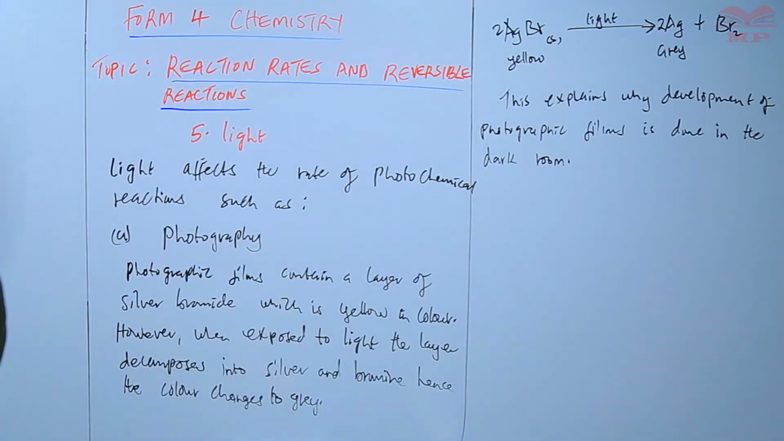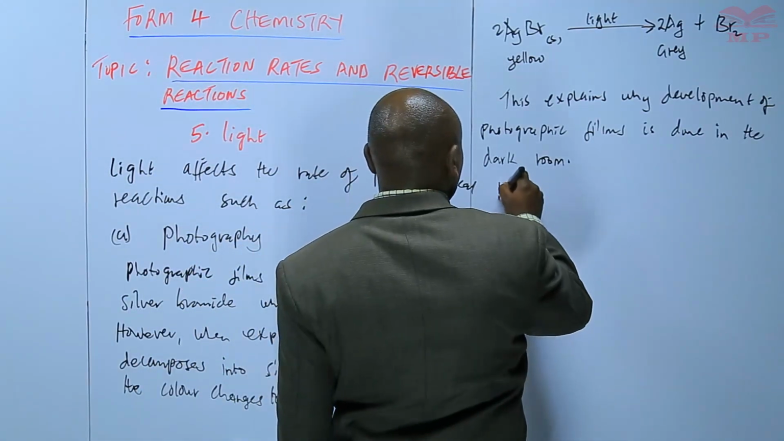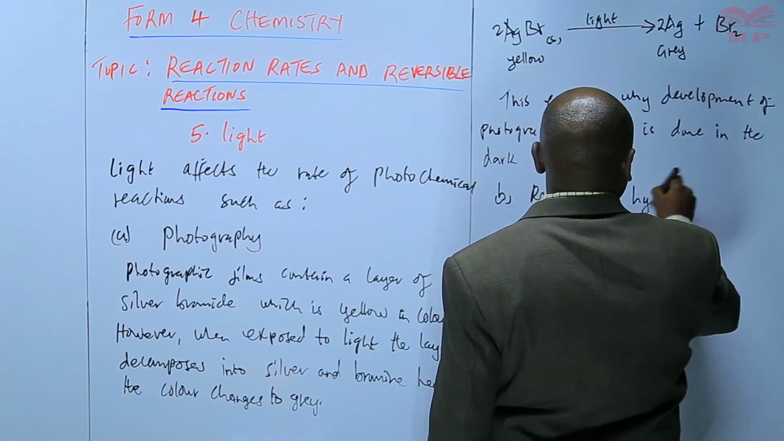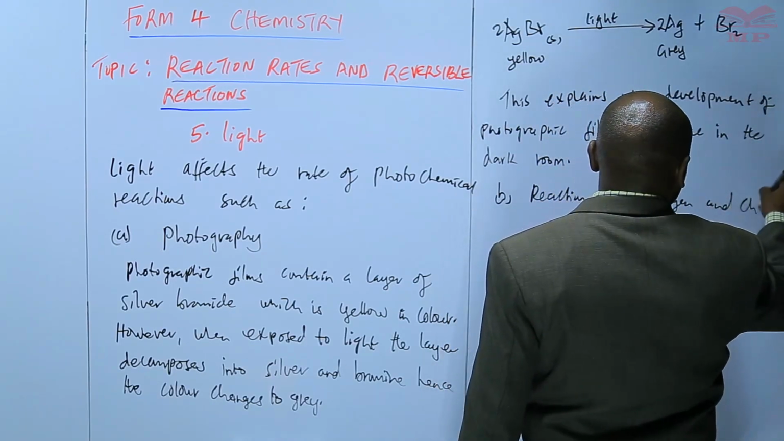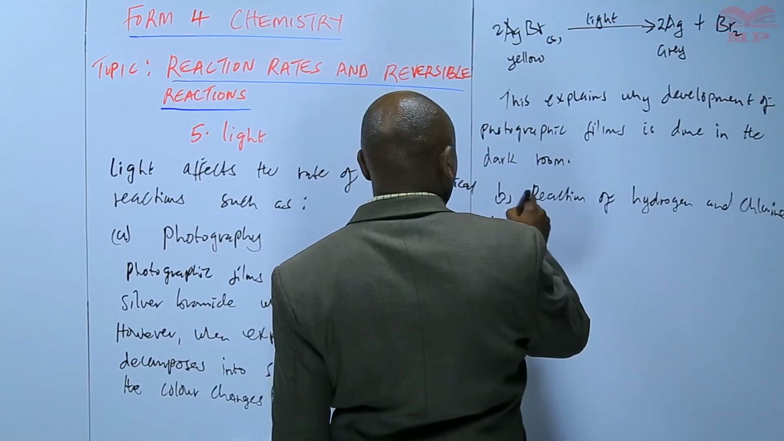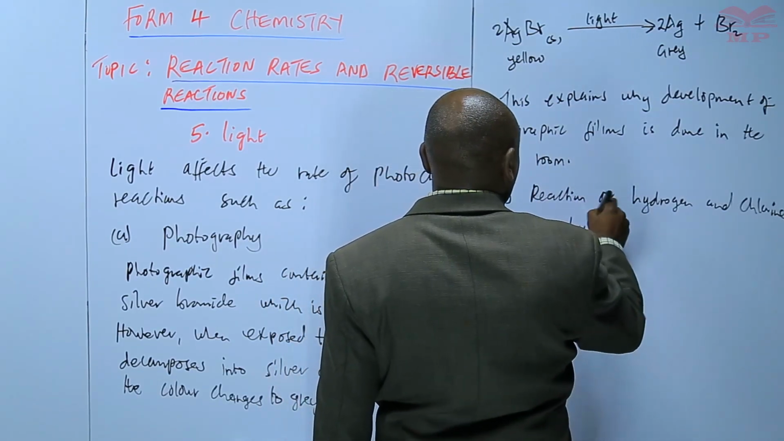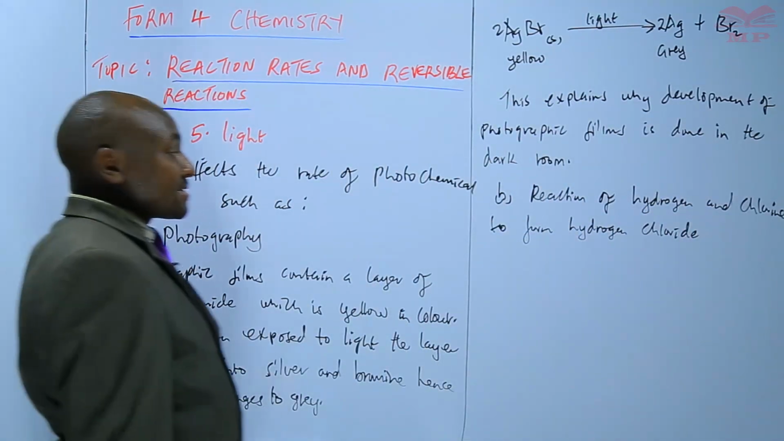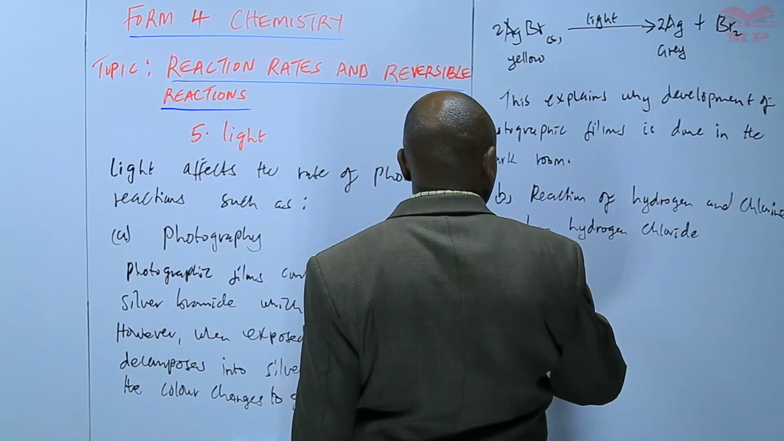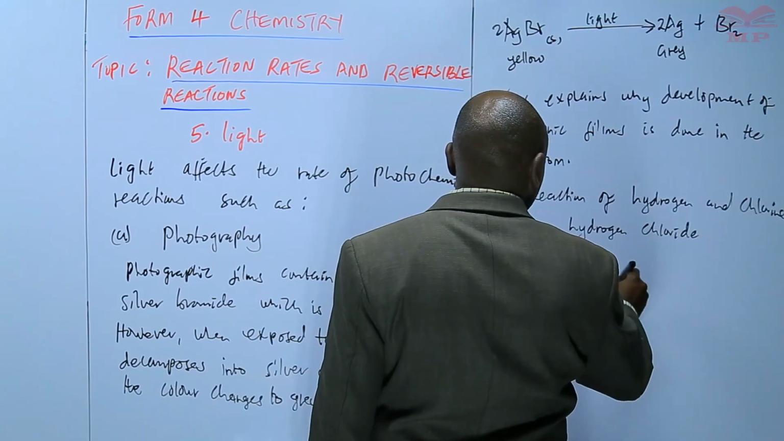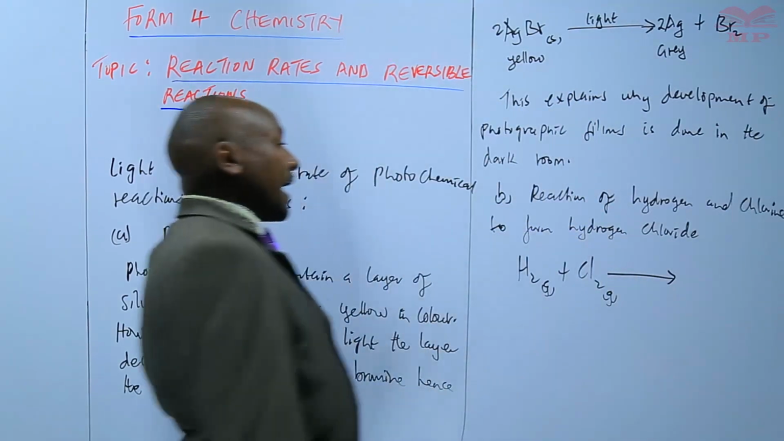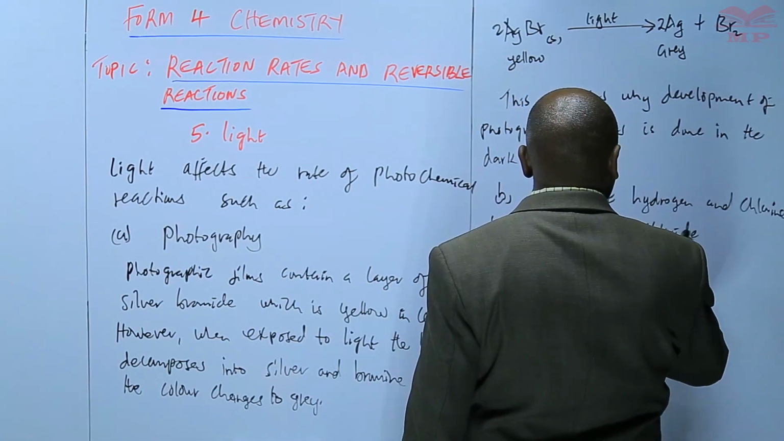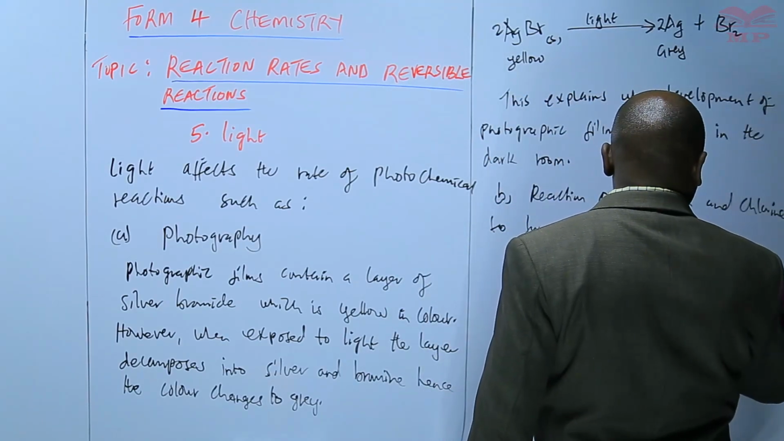Another example of a photochemical reaction is the reaction of hydrogen and chlorine to form hydrogen chloride. So also that reaction requires the UV light. So hydrogen plus chlorine. So that reaction does not occur at room temperature. So it requires the UV light to form hydrogen chloride gas.